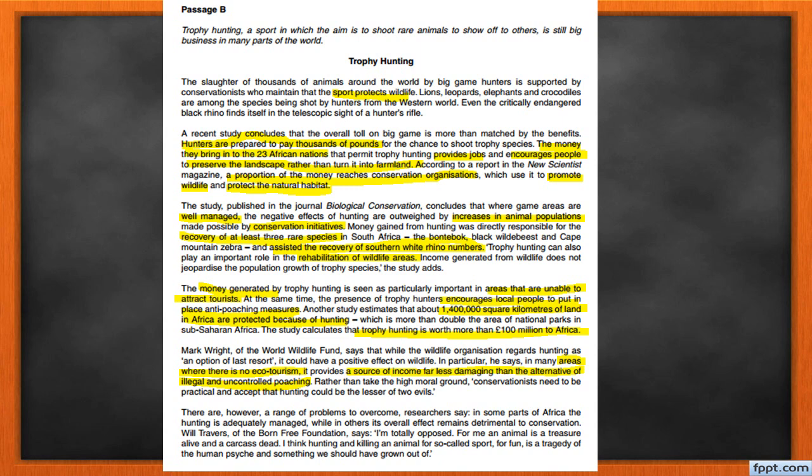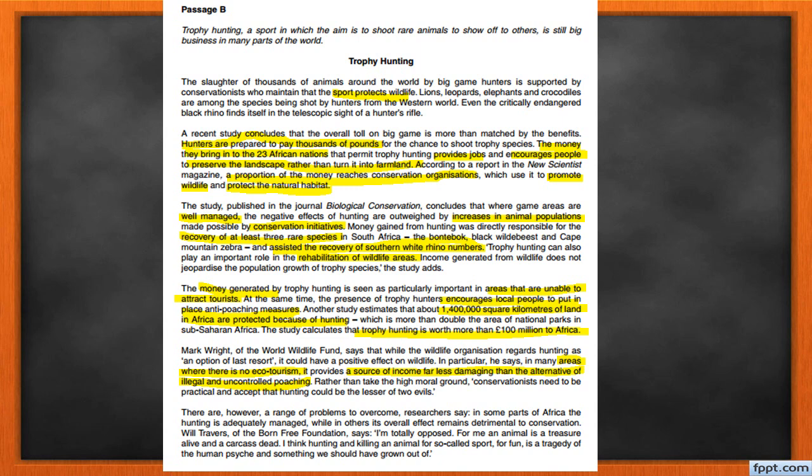It's quite specific. However, if I go on to the second paragraph, that does give me quite a bit of information. Despite my wonky highlighting, I might pick out there that, okay, first bit is matched by many benefits. I'm going to hone in on that. What are the benefits? It says here, hunters are prepared to pay thousands of pounds for the chance to shoot trophy species. So I'm going to pick out the fact that hunters will pay thousands of pounds. Then it goes on. The money they bring, maybe not quite as important, but it provides jobs. It encourages people to preserve the landscape rather than turning it into farmland. So those are definite benefits.